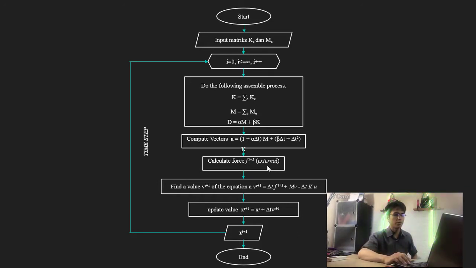Okay, next one is to find the value of v, the velocity of the equation. This is the very important part before you take the further step. And the next one is to update the value of the position x, and this process will be repeated until the end of the simulation.